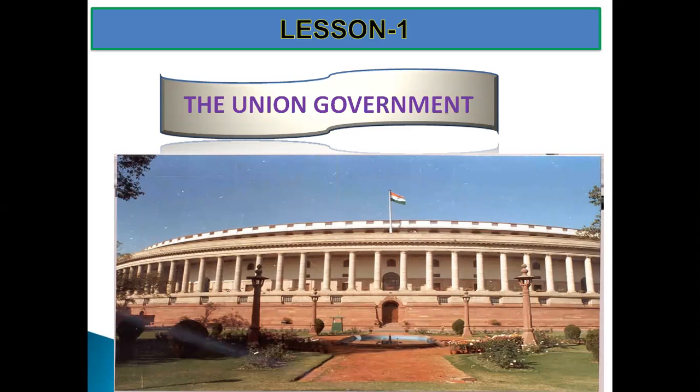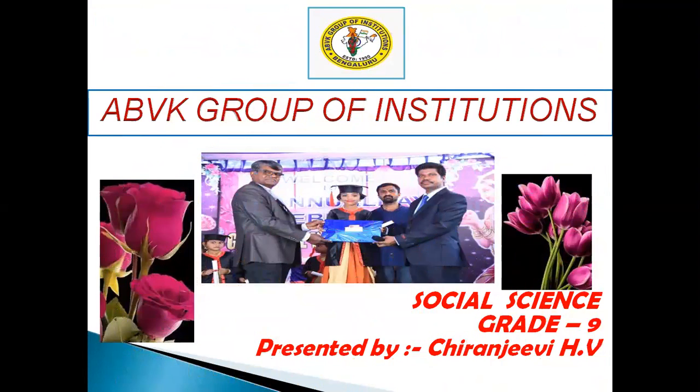The legislative means what? Enact the law. Executive means what? Enforce the law. And judiciary means what? Interpret the law. Okay, that's what I'm telling. The union legislative, for example, under Article 79, it gives the overall information about the union legislative.